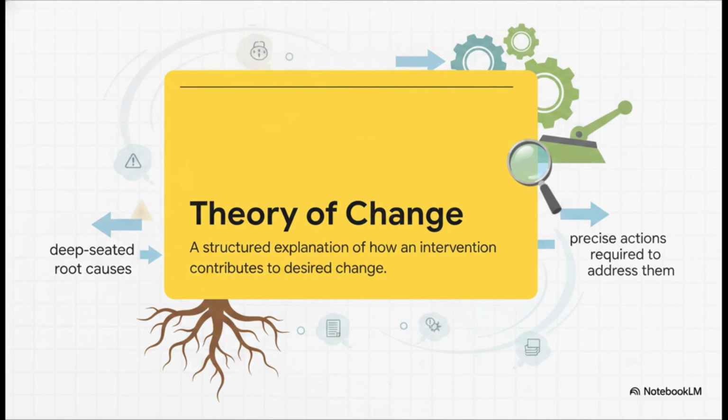It is the living, breathing framework of your causal reasoning. It literally connects the deep-seated root causes of a problem to the exact actions you need to address them, all while making your underlying assumptions, risks, and evidence completely explicit.